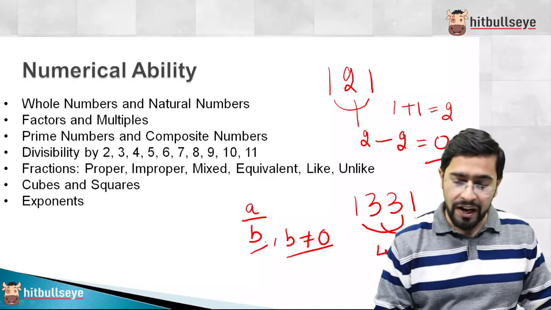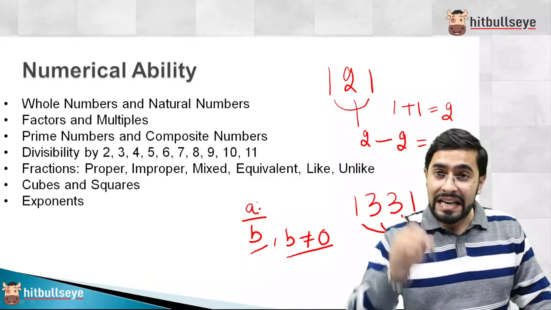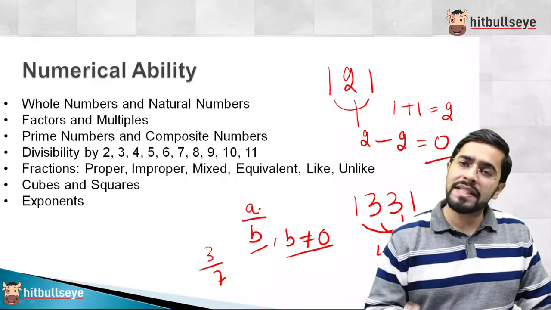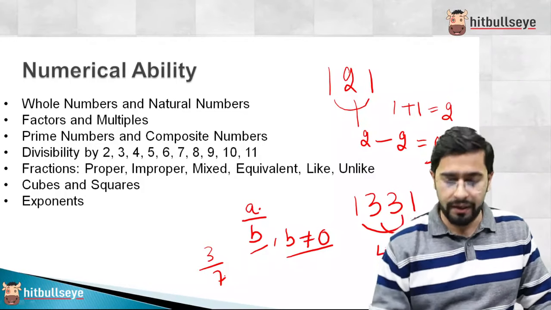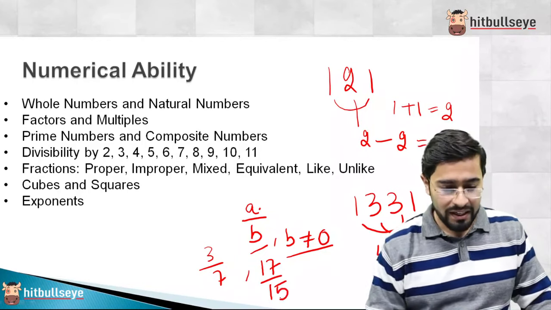So what is a proper fraction? A proper fraction is a fraction where the numerator is lesser than the denominator. For example, 3 by 7. What is an improper fraction? When the numerator is greater than the denominator. Okay, so let's say 17 by 15, right?